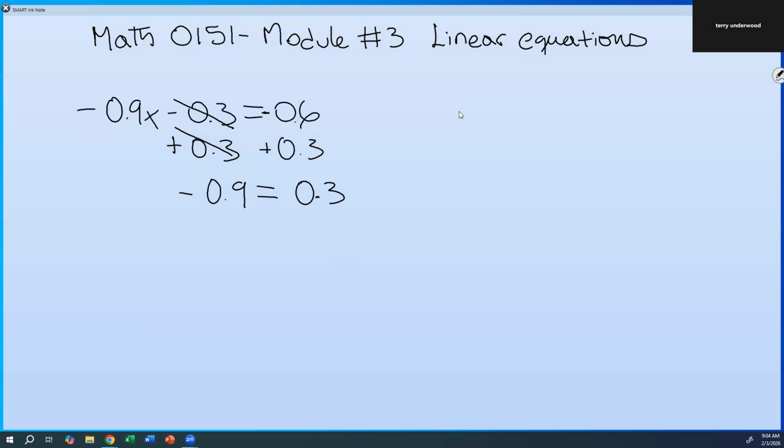And I forgot my x here. Let me do this better. Negative 0.9x is equal to 0.3. Okay. Just to find my final answer, I need to divide both sides by negative 0.9. And I divide this by 0.9. If you don't know how to do that, please use your calculator. And the final answer is x is equal to 1/3.